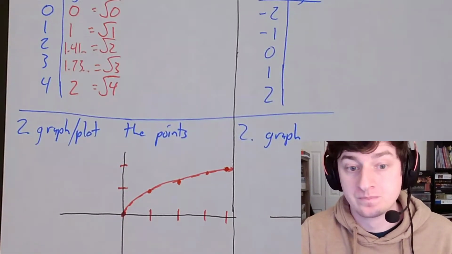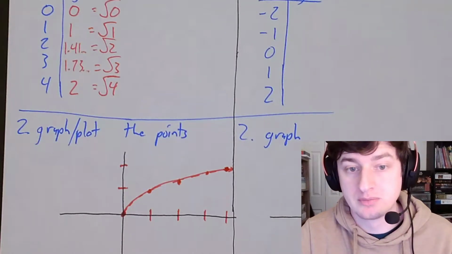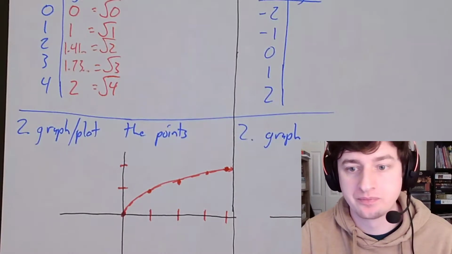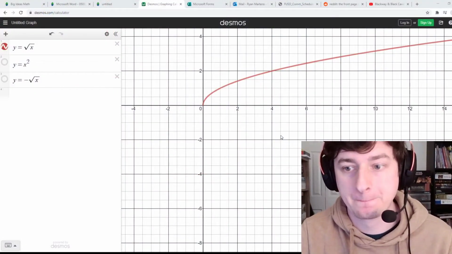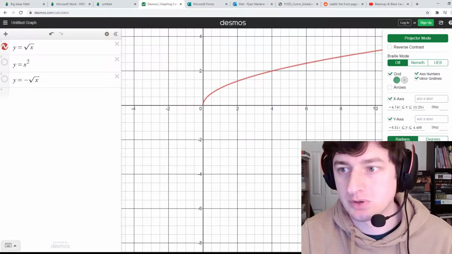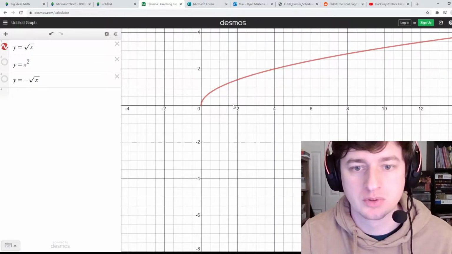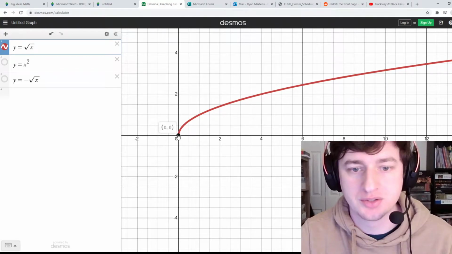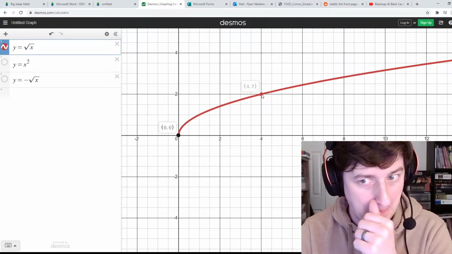Okay. So I'm going to leave that there, and then we're going to look at Desmos. I need to turn both of these off. So that should look like this thing. Am I on projector mode? I am. Cool. It should look like this thing. And we can check it. At 0, 0, there's a point. At 4, 2, there's a point.